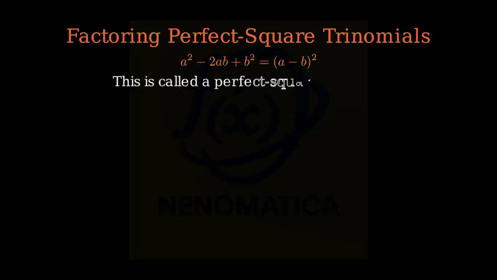In other words, if you have a trinomial that can be arranged in this form, it can be factored as a binomial squared. Let's look at our first example. We want to factor y squared minus 6y plus 9. Step 1. Express this as a perfect square trinomial.